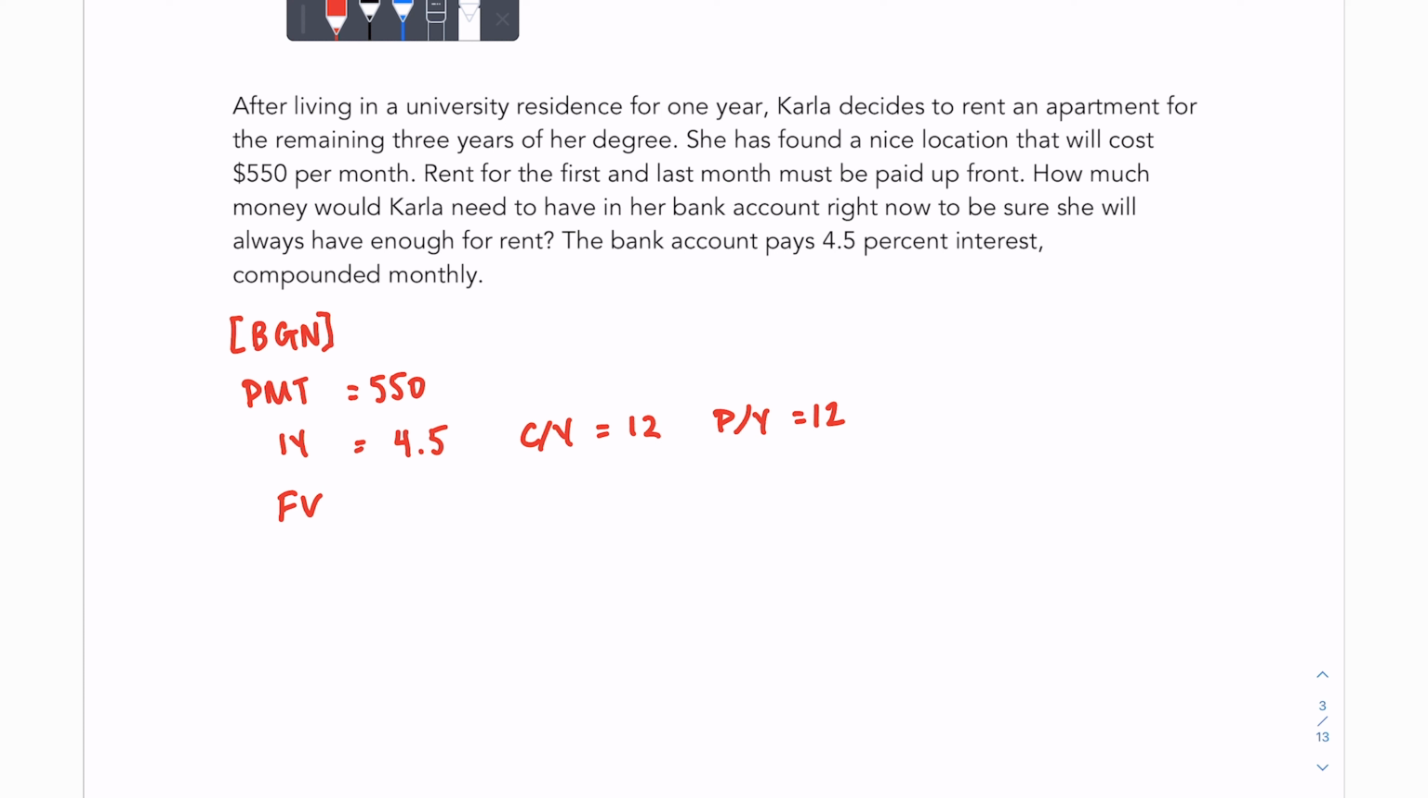We'll set future value to 0 since we don't really need it. And we'll set N to 35. Now the reason it's 35 is I'm ignoring the last month's rent. The reason is they're asking us to pay the last month's rent at the beginning. So there actually won't be a payment in the last month. We're going to compute the present value here.